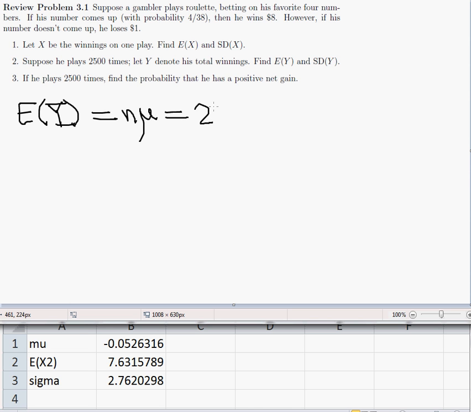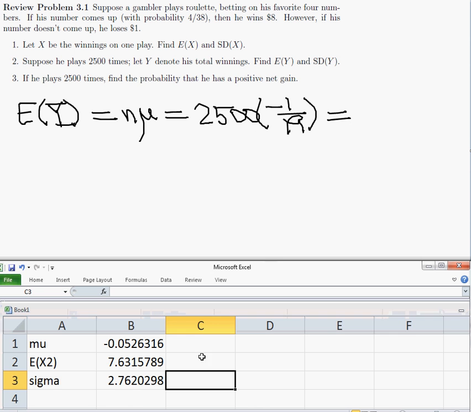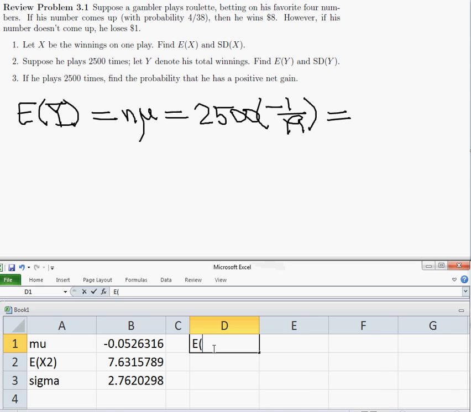So 2,500 times -1/19. And so let me make a column over here that the expected value of y is equal to 2,500 times -1/19, so -$131.58.